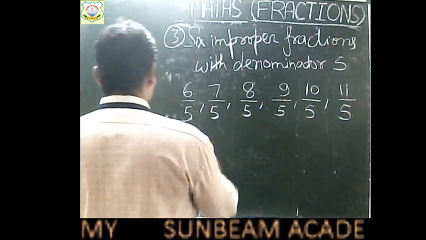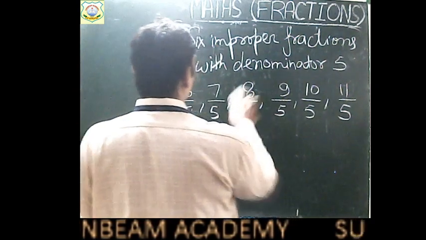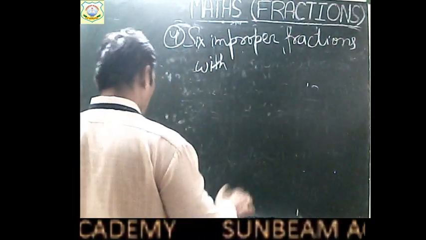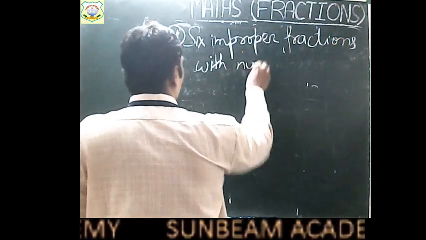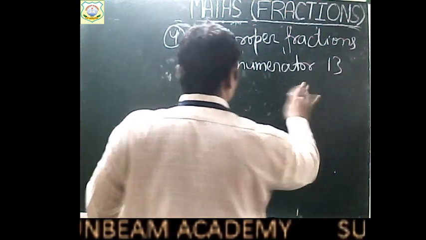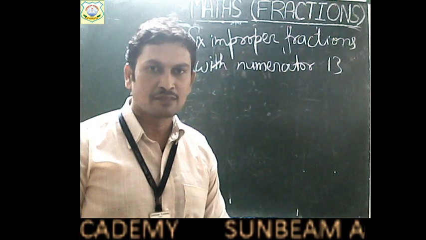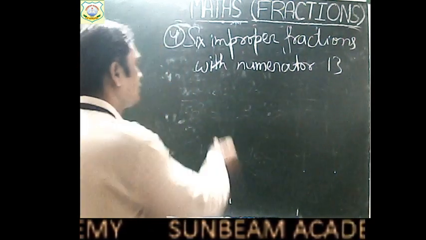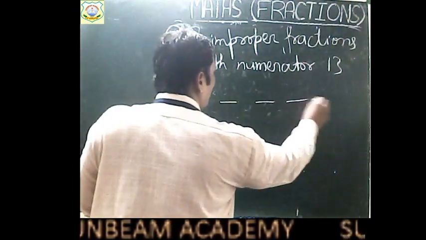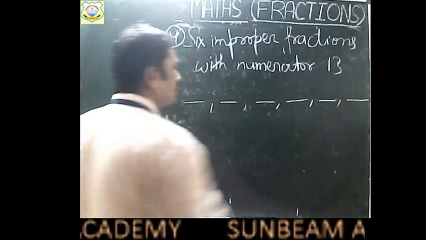The same type of question is question number 4. So now, children, I request you all to see question number 4. In question number 4, children, you have to write 6 improper fractions with numerator 13. Okay? In this question, numerator is given. Right? So can you solve this question, children? Let us solve. So we will write 6 fractions. 1, 2, 3, 4, 5 and 6. Put commas between the fractions.